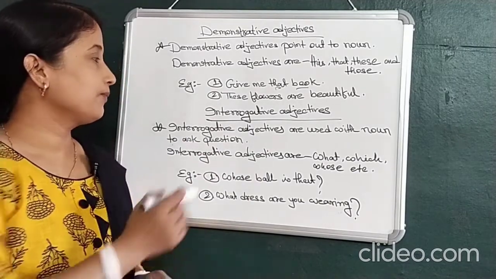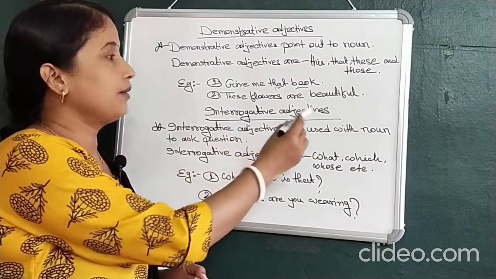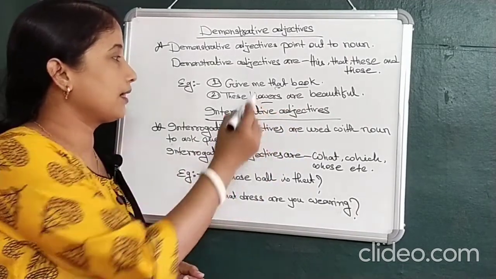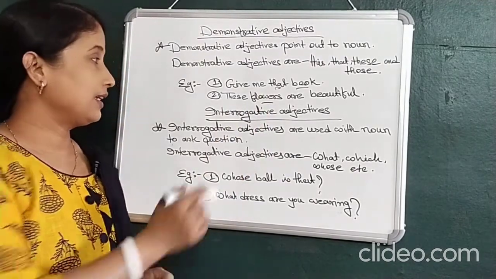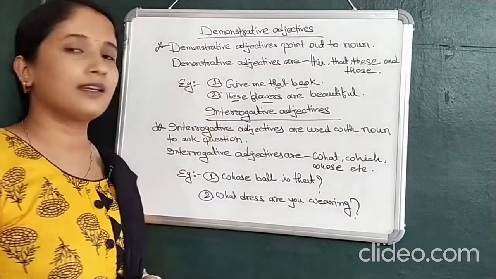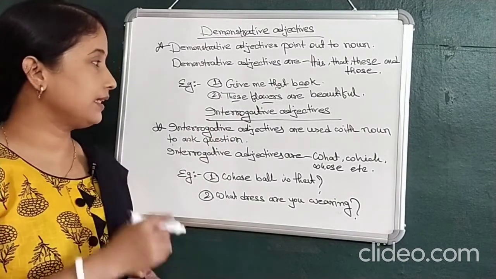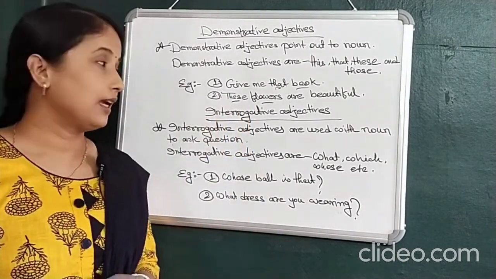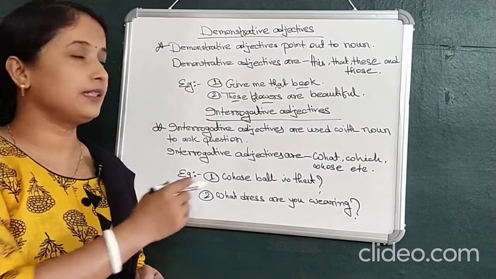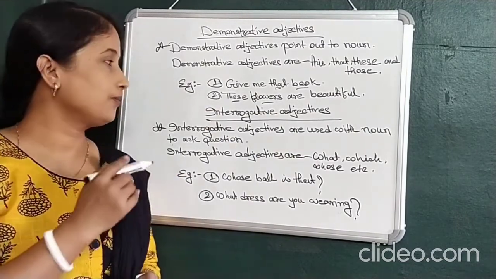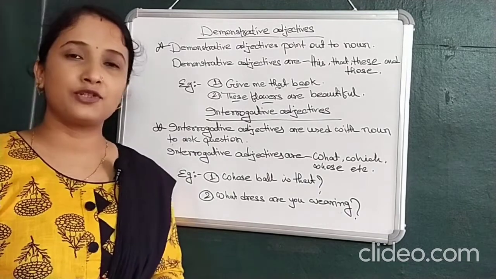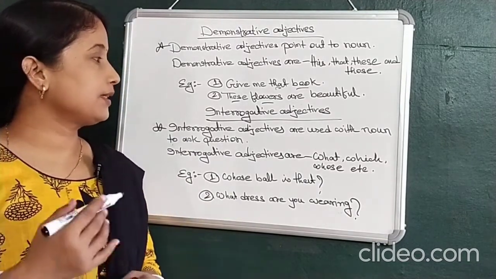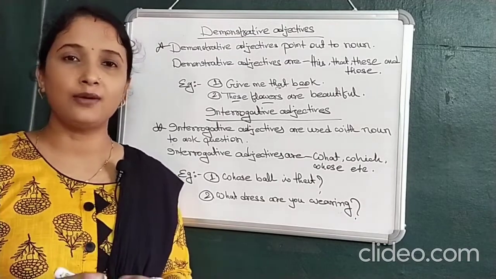Next example, these flowers are beautiful. Here flowers is a noun and these is an adjective, because these is used before the noun flowers and these also modifies the noun flowers. So these is here a demonstrative adjective. Demonstrative adjectives always modify the noun.